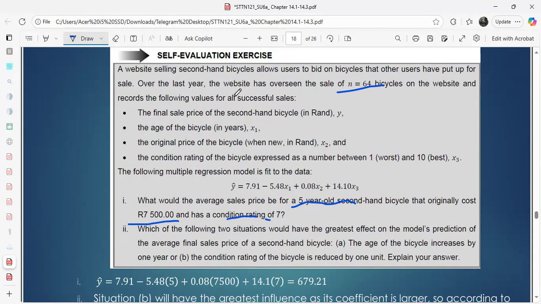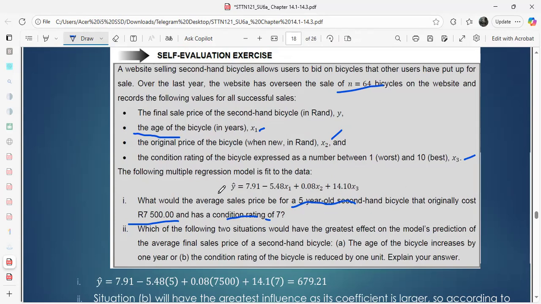With this one, remember, you need to check the age of the bicycle. It's X1. The original price of the bicycle is 7,500, which is X2. You'll be given a statement like a scenario. And then the condition rating here is 7, which is X3.